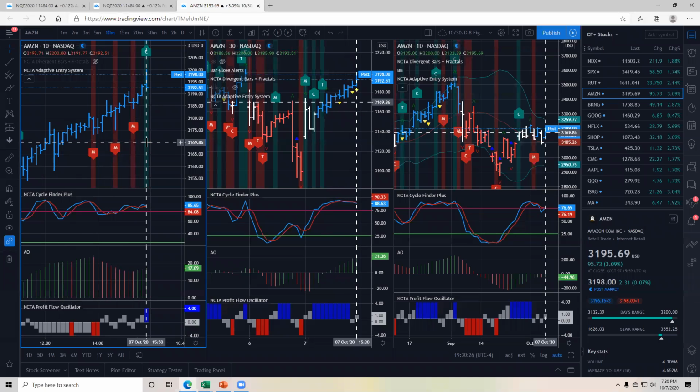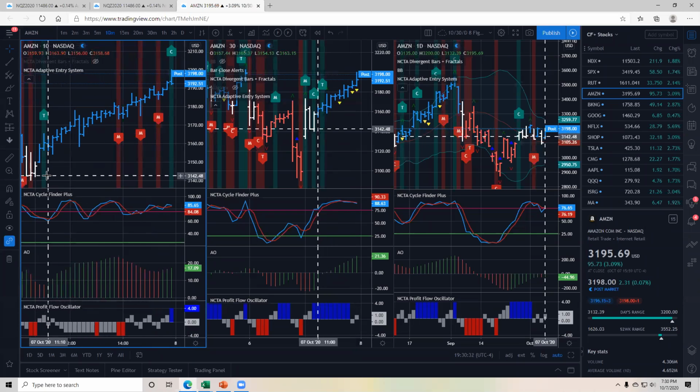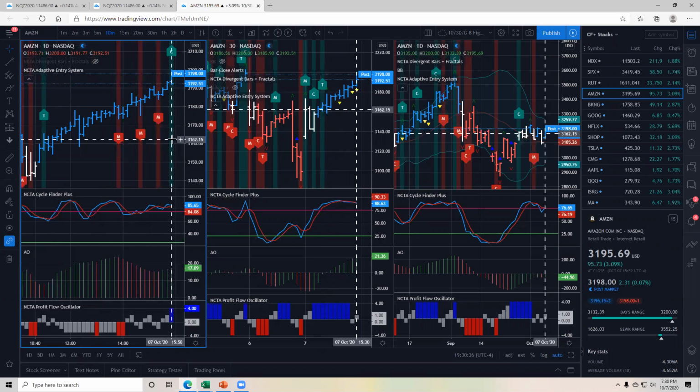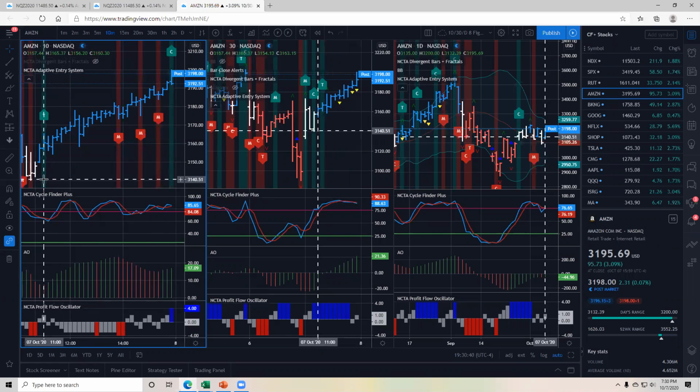Just take off the overnight risk, but it went up to a high of 3,200. I was looking at the open of the bar. So you've got 43 points of profit. You've got 43 points of value change in the underlying stock.